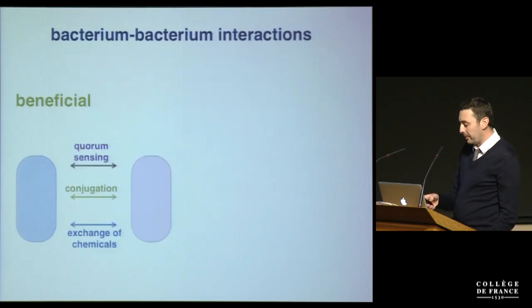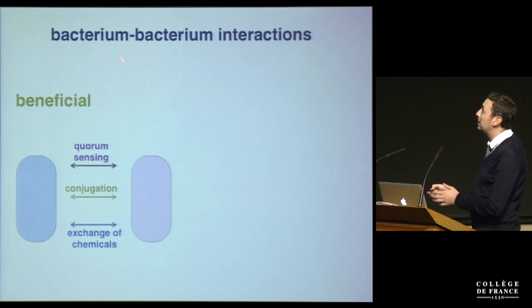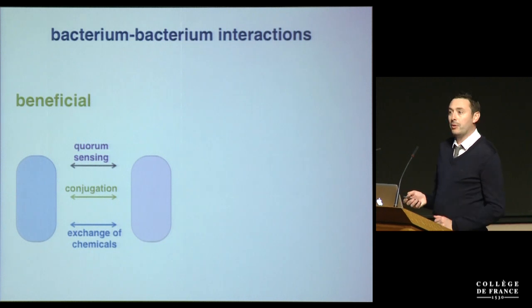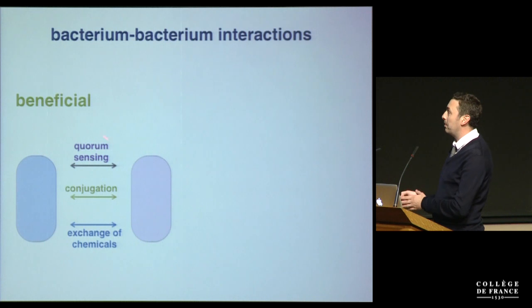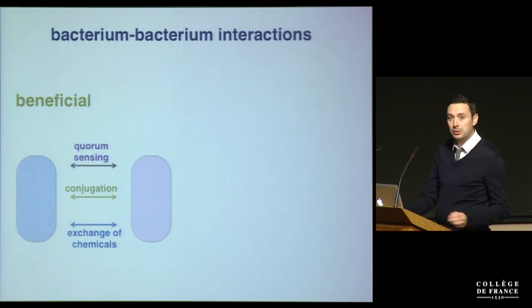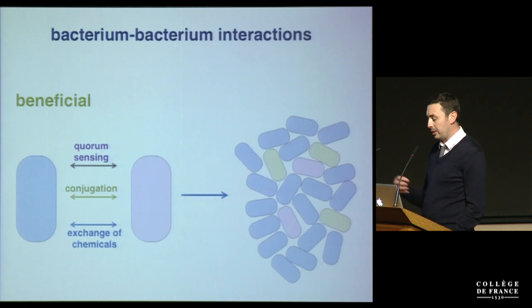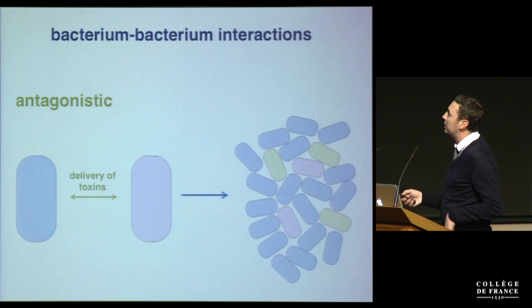As we have seen all day long today, there are a number of bacterium-bacterium interactions in the microbiota, and most of these interactions could be beneficial for the bacterial community. It could be exchange of molecules like chemicals, conjugation, DNA, or chemical sensing, and that leads to the formation of a microbial community. But in addition to these beneficial mechanisms, there are a number of antagonistic behaviors.